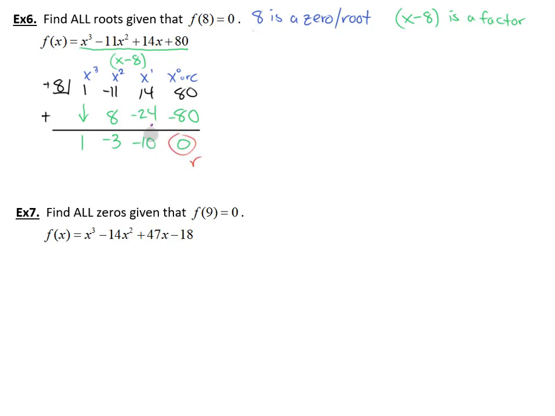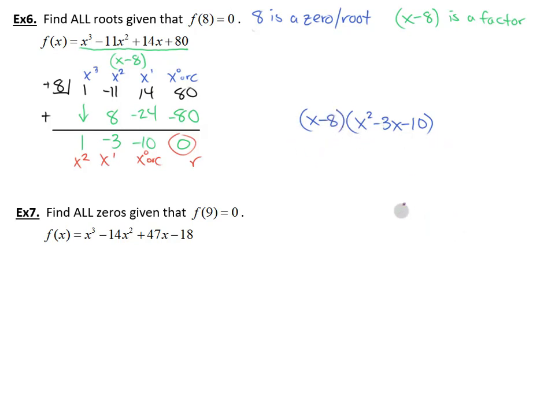So that's my remainder. Remember over here, this would be x to the 0, or the constant, x to the first, and x squared. So the other factor we just found is 1x squared minus 3x minus 10. So this is essentially like we took out one factor, so we know x minus 8 is a factor, and by dividing it, we found our other factor.